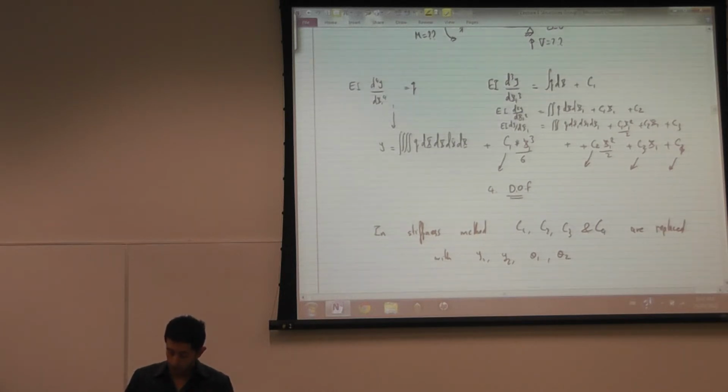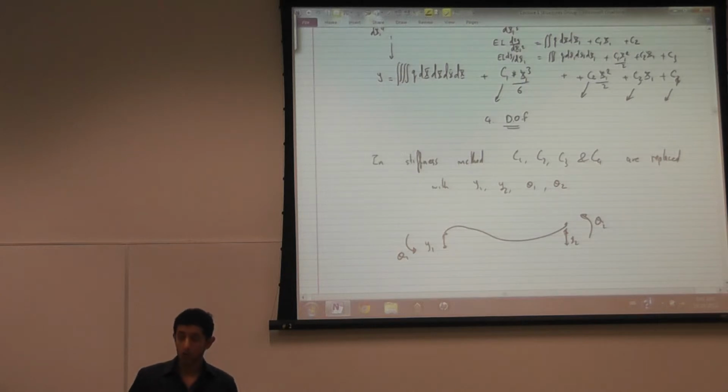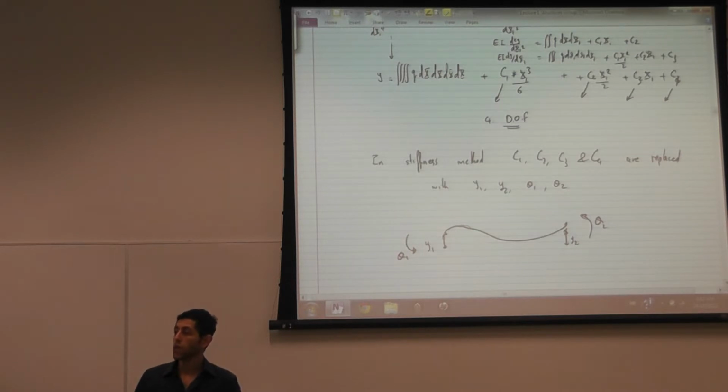I will know everything about how this beam deforms, knowing what Y1 is, theta 1 is, Y2 is, and theta 2 is. Knowing those 4 degrees of freedom, I know everything inside that beam. And that's why you can conduct the stiffness analysis of the beam by just looking at the end nodes of the beam.